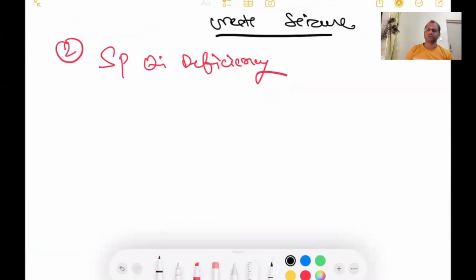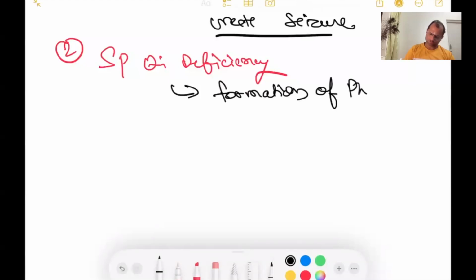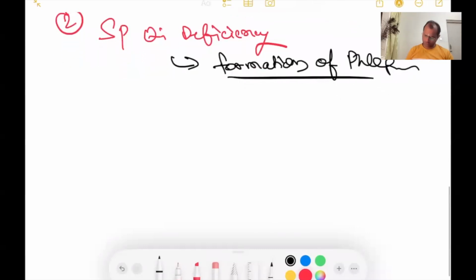So spleen chi deficiency is responsible for formation of phlegm. फ्लेम का निर्माण हो रहा है. Okay. Okay. So again damp heat formation. But then what do we think for the epilepsy?